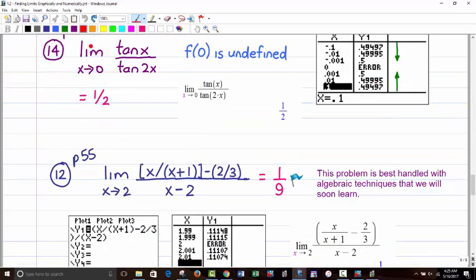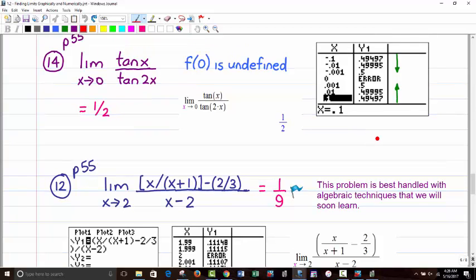Now let's look at this example. Limit as x goes to 0 of tan of x over tan of 2x. F of 0 would be undefined, of course, with tan of 0 on the bottom, so it would be 0 in the denominator. Now come over here, you put the values in, and you see it's approaching 0.5 from both directions.